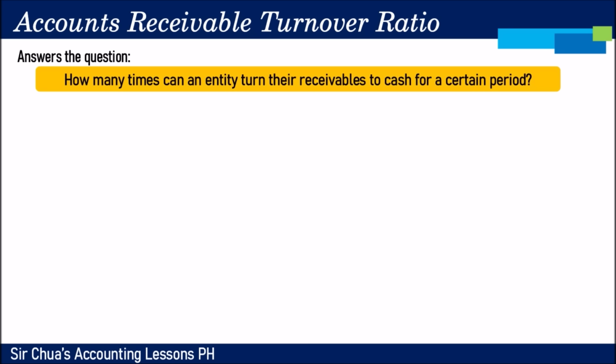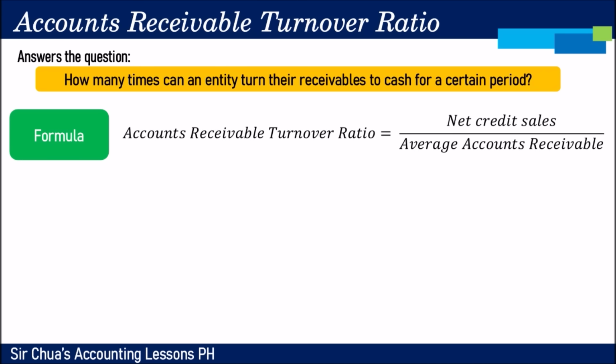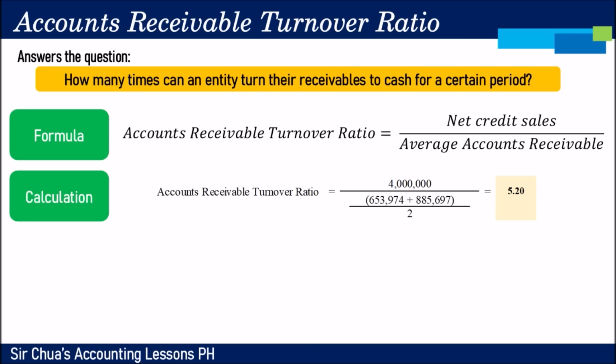Okay, so it answers the question, how many times can an entity turn their receivables to cash? Okay? Yun po kasi ang gusto nating mangyari, yung receivable natin maging cash. Ang tanong, how many times during the accounting period? Okay? So, you just divide your net credit sales over your average accounts receivable. For purposes of our discussion, let's assume na yung 4 million nating net sales ay lahat naka-accounts receivable. Okay? So, your net credit sales of 4 million divided by your average accounts receivable.